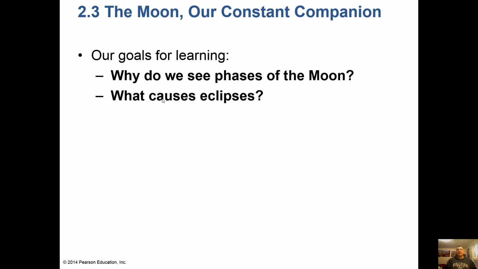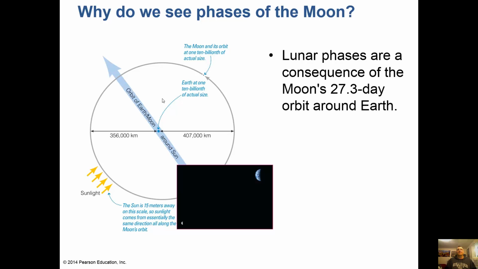Let's look at the moon, our constant companion, for a minute. Why do we see phases of the moon, and what causes eclipses? Well, lunar phases are a consequence of the moon's 27.3-day orbit around Earth. Here's a very major misconception in astronomy, is that shadows cause the phases of the moon, and that has absolutely nothing to do with it whatsoever. The phases of the moon have to deal with the changing angle between the sun, Earth, and moon. We'll take a look at that.